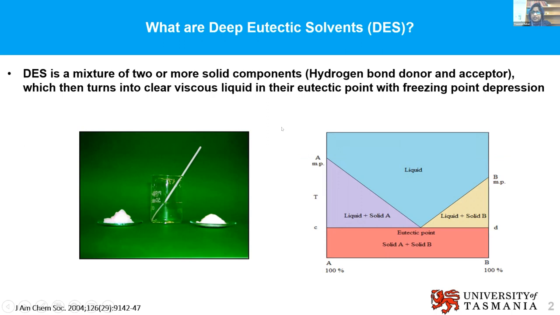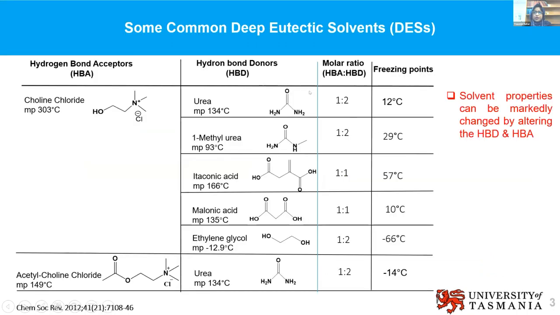And there are several types of deep eutectic solvent. They are formed by the components. One of them may be a quaternary ammonium salt, sometimes metals like that. But the mostly interested one is a quaternary ammonium salt and a hydrogen bond donor. Here are some common examples of deep eutectic solvent. The mostly used hydrogen bond acceptor is choline chloride. And here you can see some other hydrogen bond donor groups.